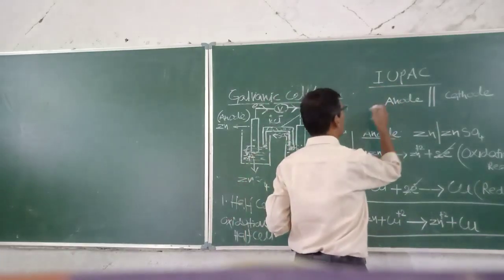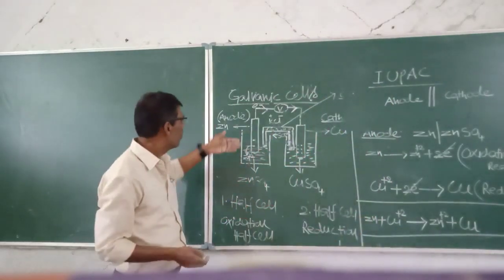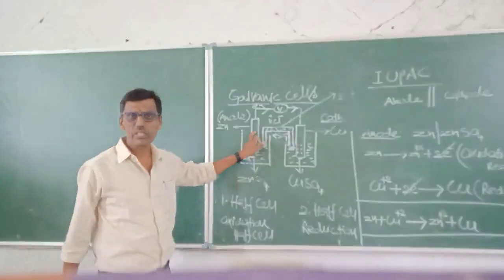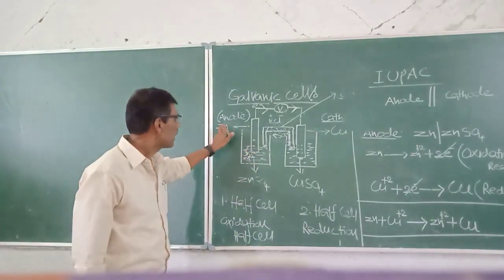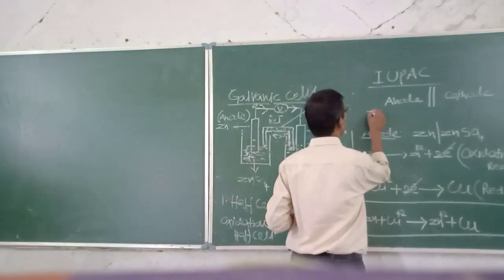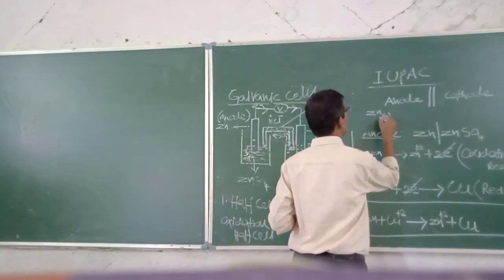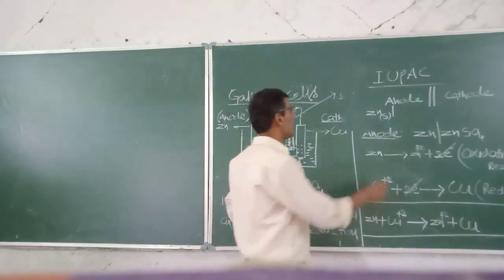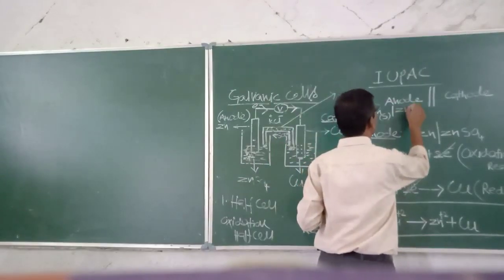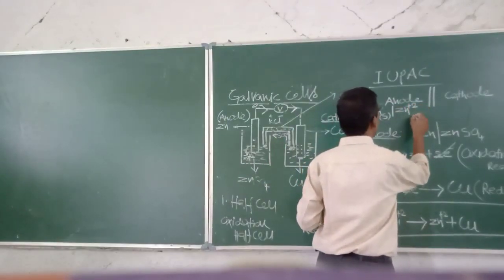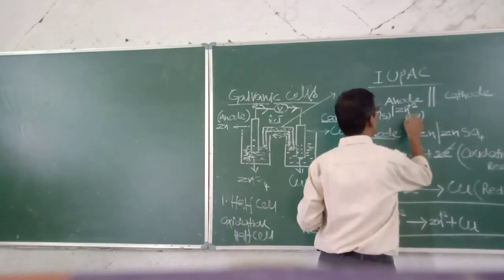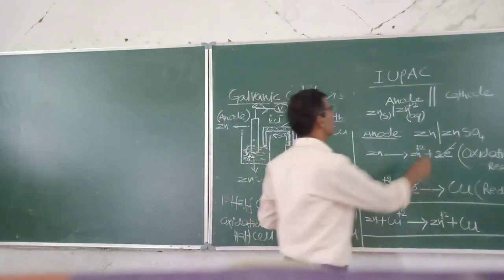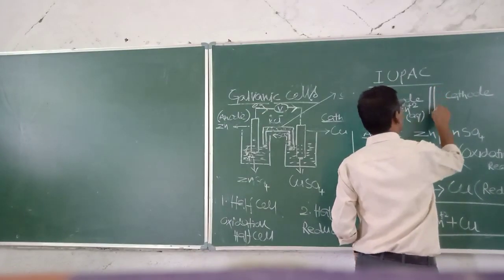Now, anode on the left hand side. What is the anode in this diagram? Zinc dipped in zinc sulfate. We have to write the physical state of each species. Zinc is in the solid state, separated by a single perpendicular line from the electrolyte, Zn2+ aqueous. It is an aqueous solution, and we can mention the concentration also. So this is the anode, and this is the salt bridge.